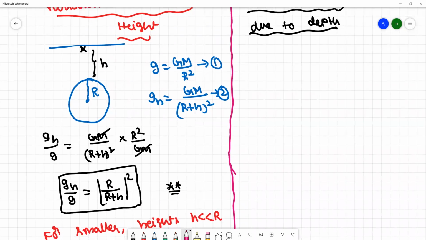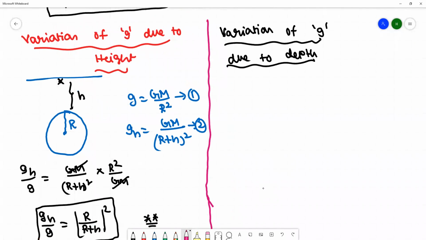Now, how is it going to vary with the depth? With the depth, you can see here. Let us consider a spherical body, and assume this is the Earth. So this is the point at depth d. From here to here is the radius. You can consider this small r as the radius.